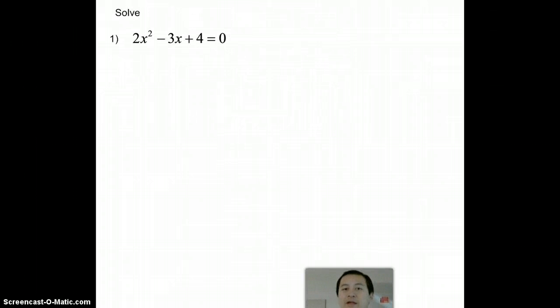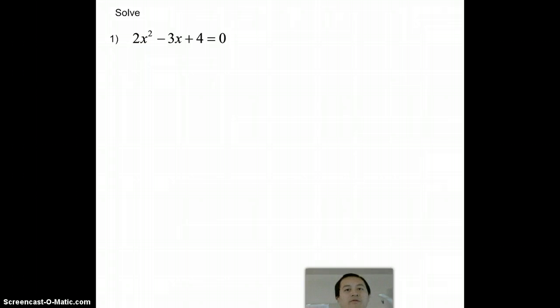Solve. First of all, can I factor? I'm looking at this. I tried it. I can't factor this. Can I complete the square? Couple reasons why I don't want to complete the square. Because there's a number in front. Remember, you don't want to complete the square when there's an a in front. And this is odd. And when you have odd, you're going to have fractions, and it becomes really, really messy. So I'm going to do quadratic formula.